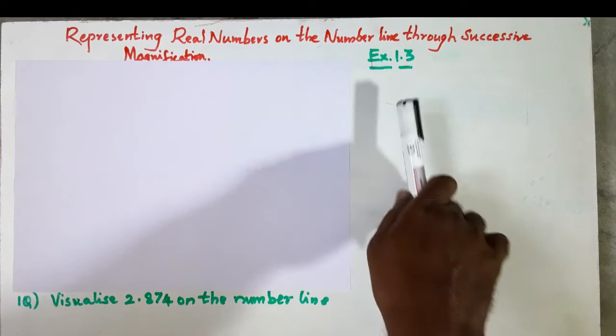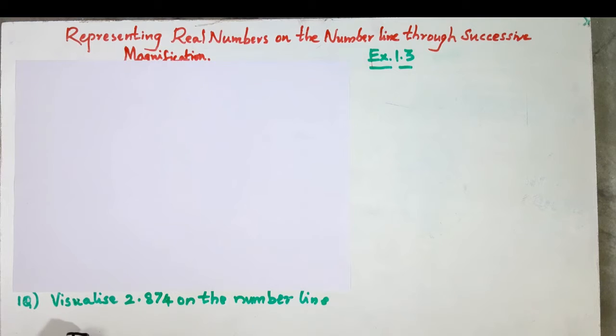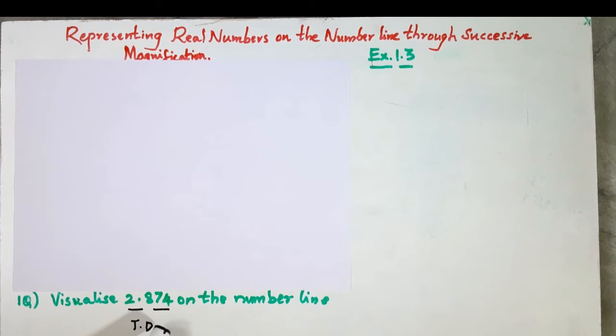In exercise 1.3 the first question is: visualize 2.874 on the number line. You can identify that 2.874 is a terminating decimal, as we just saw the difference between terminating and non-terminating decimals. Now let us see how to represent this terminating decimal on the number line.